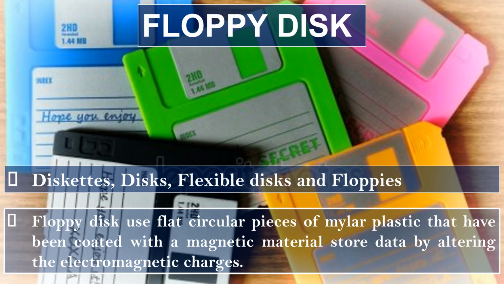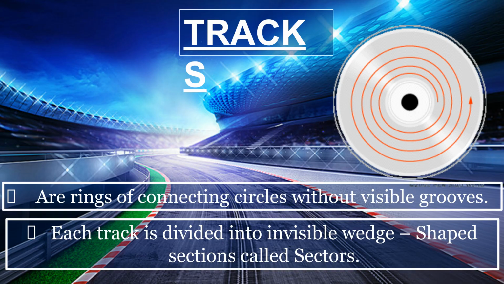Floppy disks, also known as diskettes or floppies, use flat, circular pieces of mylar plastic coated with magnetic material to store data by altering electromagnetic charges. Tracks are rings of connecting circles without visible grooves. Each track is divided into invisible wedge-shaped sections called sectors.